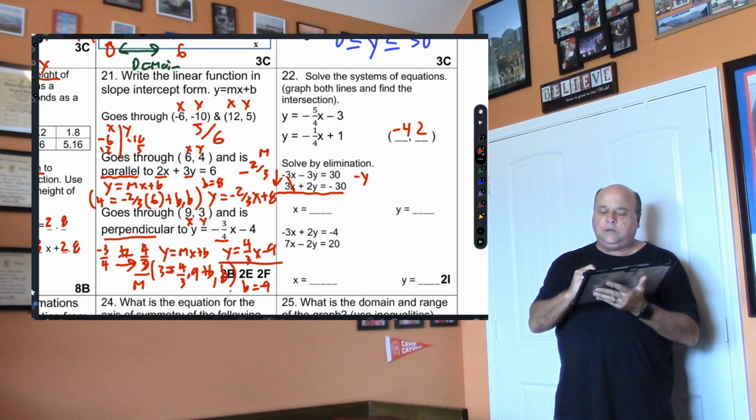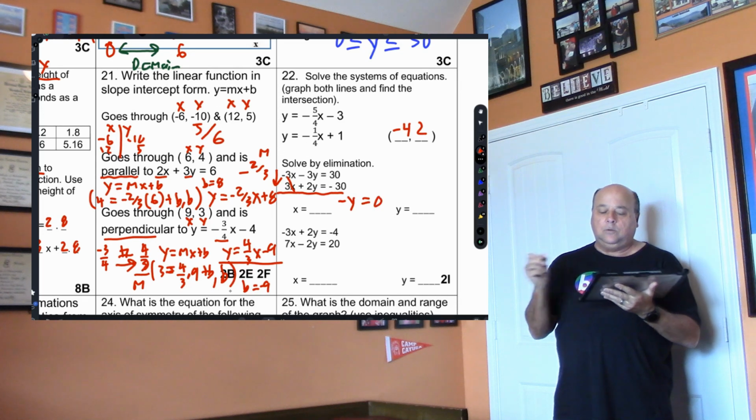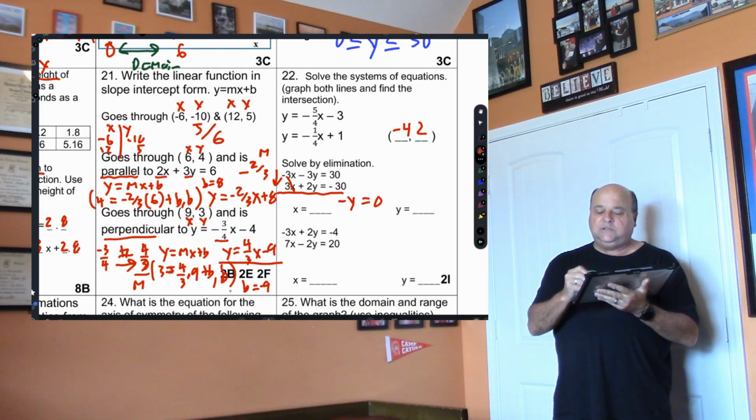Let me put this over here. So we're going to put it down. So negative y equals 0, because 30 minus 30 is 0. So my y is going to be 0.